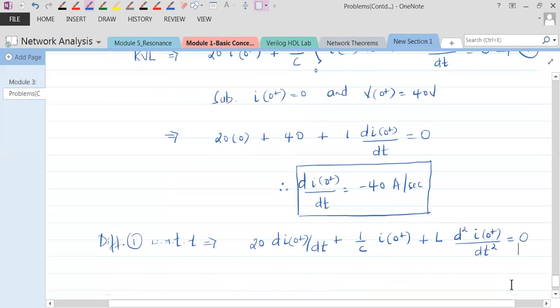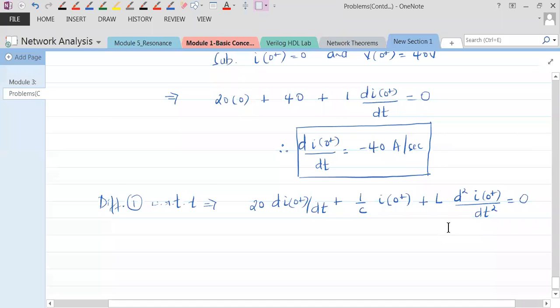Now in this, what is I of 0 plus? I of 0 plus is 0. So this term goes 0. This term goes 0. So let's just write that. This implies that we have 20 into minus 40 plus 0, because I of 0 plus is 0, plus L is 1 Henry. So you have the double differential here.